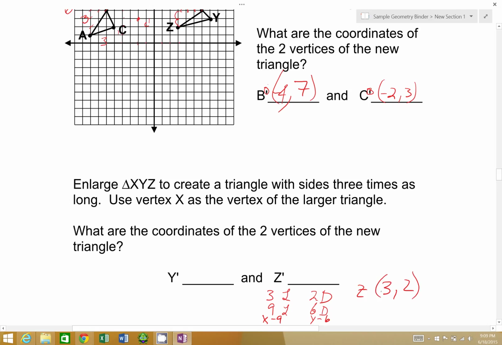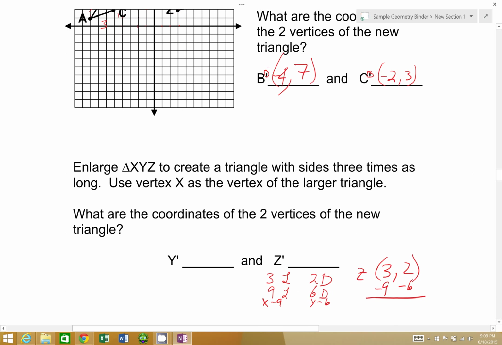So I'm going to subtract 9 and subtract 6. So my new pair, 3 minus 9 is negative 6. 2 minus 6 is negative 4. So my new one is negative 6 comma negative 4.